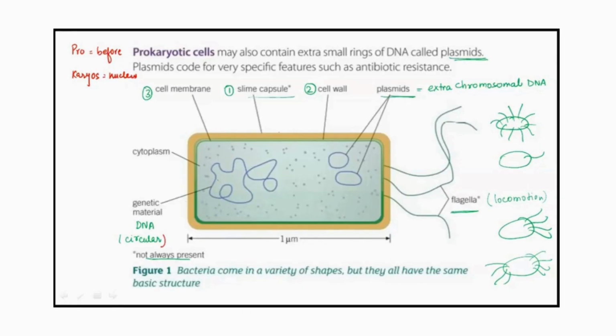There is a slime capsule over it. Then there is a cell wall made up of peptidoglycan. And finally, the third innermost structure is the cell membrane, which is made up of phospholipids. Plasmids are extrachromosomal DNA. They're also circular, but they're much smaller than the main bacterial chromosome. Flagella can also be there, which are used for locomotion.